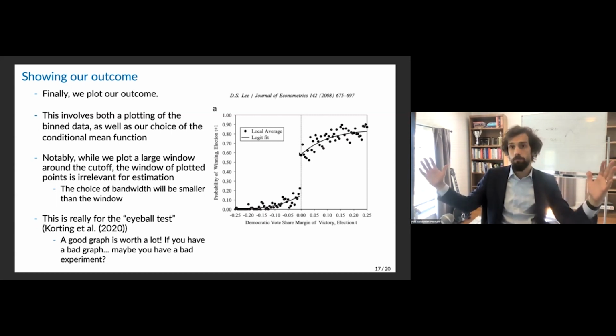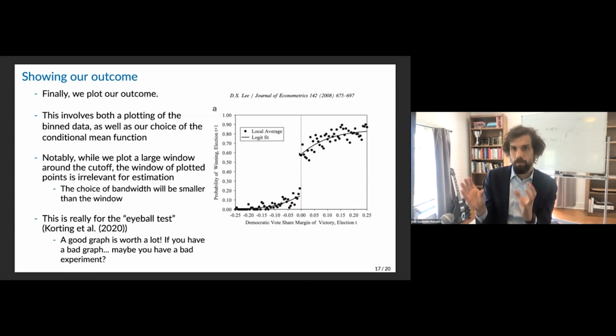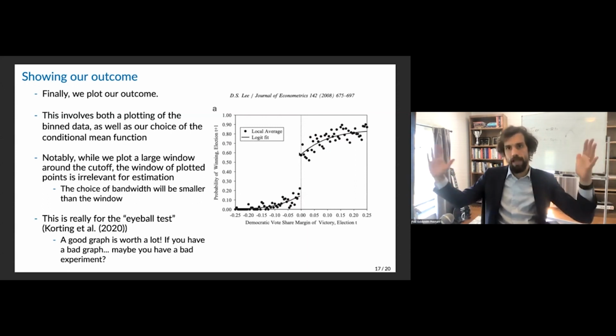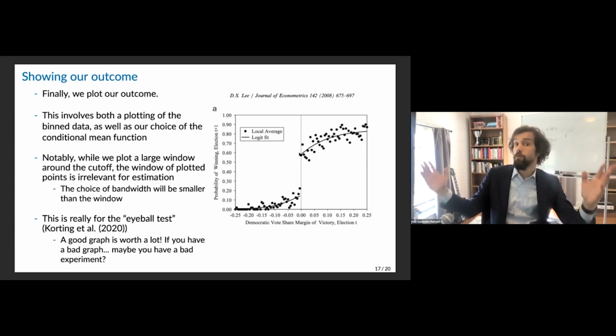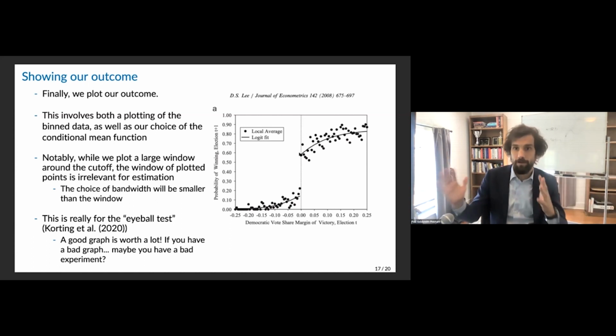There's a window and there's a bandwidth. The window is kind of like what we're looking at for our cutoff, and it's kind of our way into seeing what the function looks like. It's important to pick the window in a way that looks good, but it's totally irrelevant for the purposes of estimating what the actual effect is.